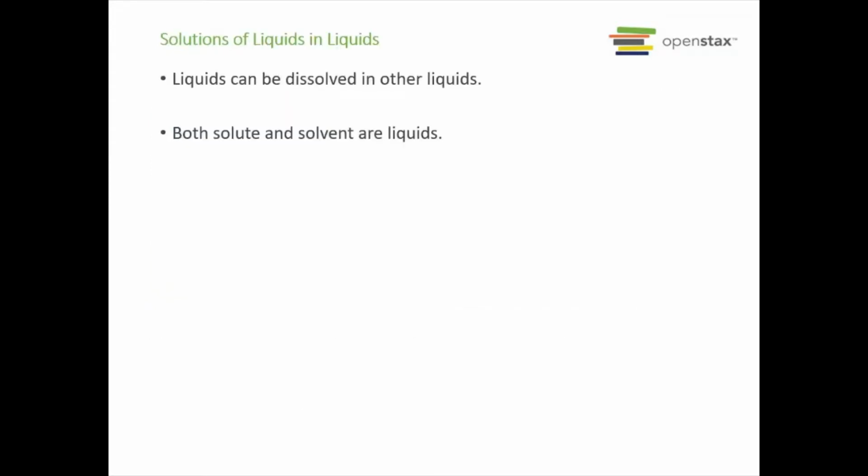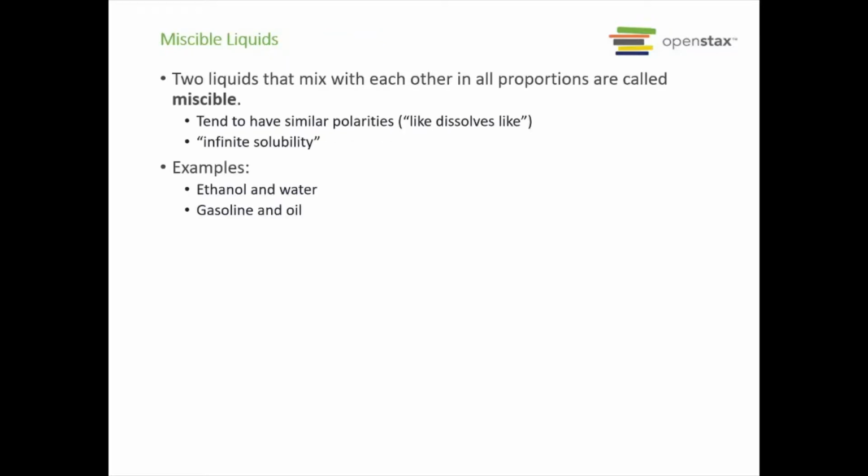So we can have solutions made of liquids dissolved in liquids. So both your solvent and your solute are liquids. If you have two liquids that are able to mix with each other in any and all proportions, we call them miscible, meaning they can mix. So they generally have similar polarities, so like dissolves like, so generally a polar liquid with another polar liquid. And we say they have basically infinite solubility. I can keep mixing ethanol and water to my heart's content. They're really not going to stop being soluble in each other.